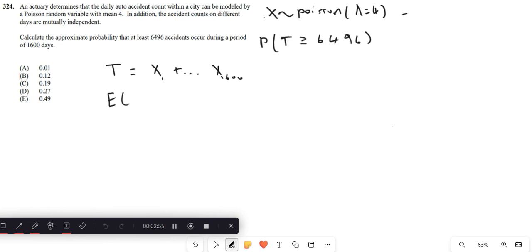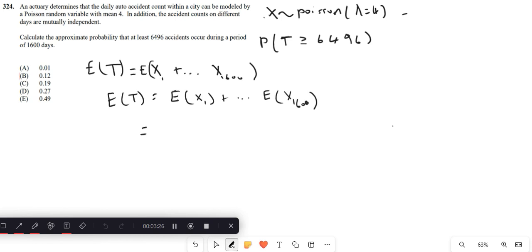So the expected value of T is equal to the expected value of X1 plus, ellipses again, the expected value of X1600. This is simply 1600 multiplied by, remember that the variables are independent and identically distributed, so the means are the same, 4. Let me plug that in my calculator real quick. Right, it should be 6,400. So we have the expected value of T.